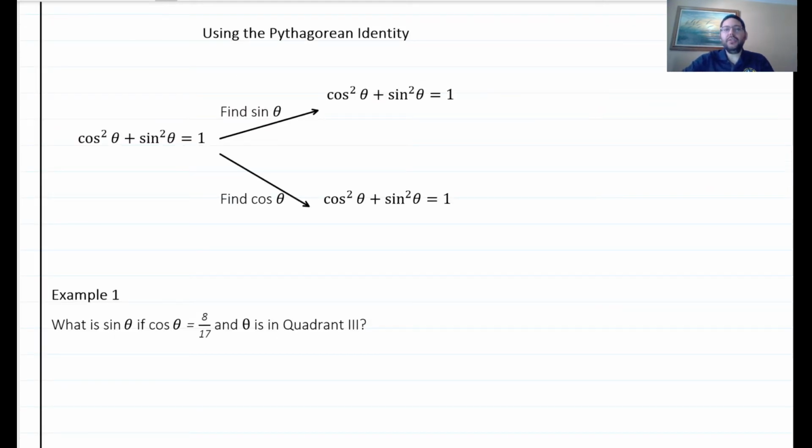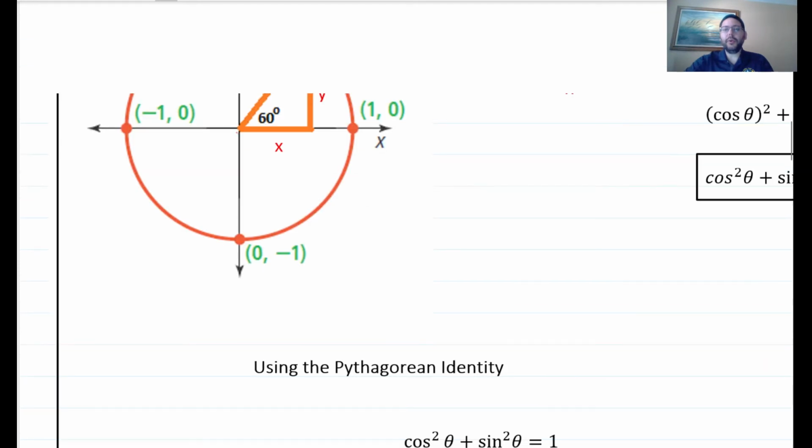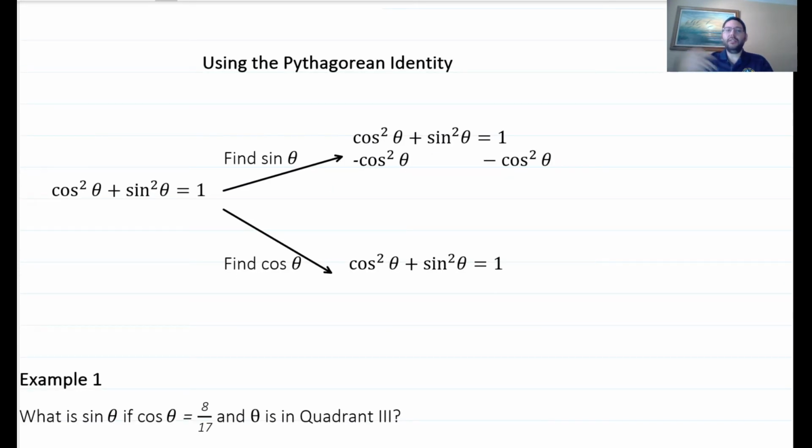How do we go ahead and use the Pythagorean identity? So what we want to do is take that cosine squared and sine squared and use it to solve for sine or cosine. So if I want to find sine, then I'm going to rewrite the identity and solve for sine. So I'm going to go ahead and subtract the cosine squared on both sides.